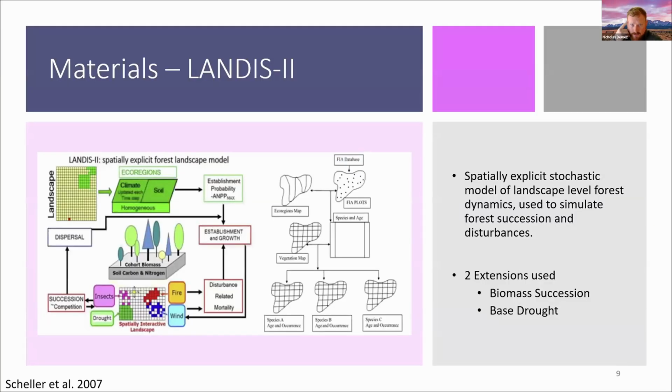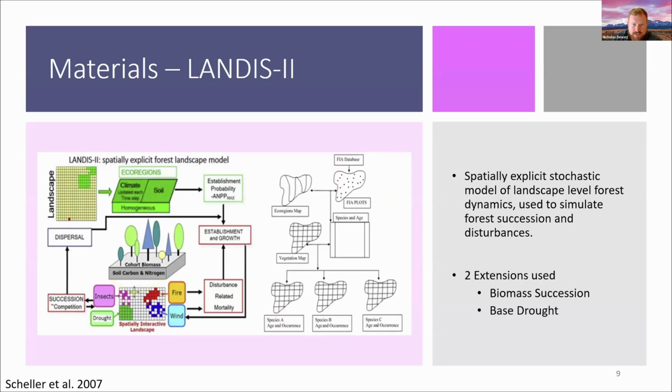To model landscape level disturbances and processes over the 80-year study period, we used the LANDIS-II model. This is a spatially explicit stochastic model of landscape level forest dynamics used to simulate forest succession and disturbances and project changes in biomass and species distributions over a given study area. Spatially explicit modeling is used to answer scale-related questions in population ecology, and the stochasticity component refers to the property of being well described by random probability distributions.